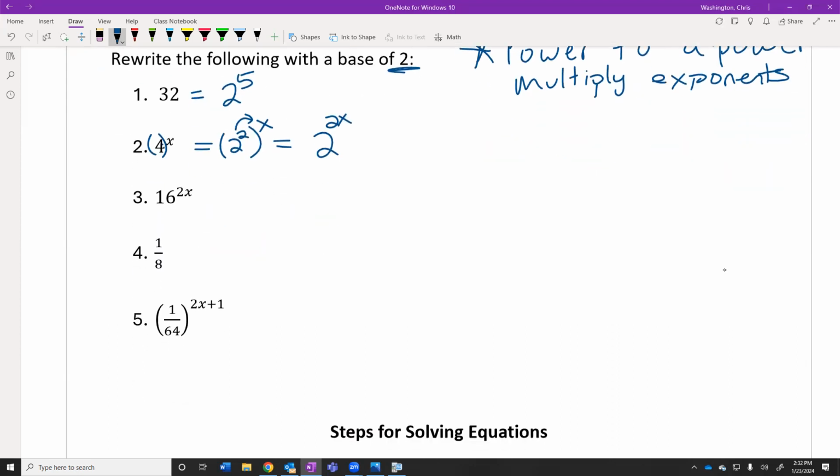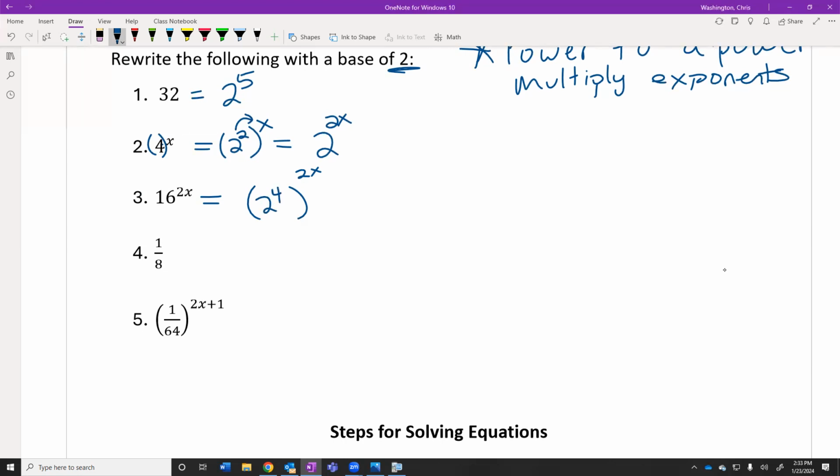Number 3, we're going to do the same way we did number 2. We're going to change the 16, but the 2x is still going to be there. So something raised to the 2x. What is 16? If you need to look at your powers chart, that's 2 to the 4th power.